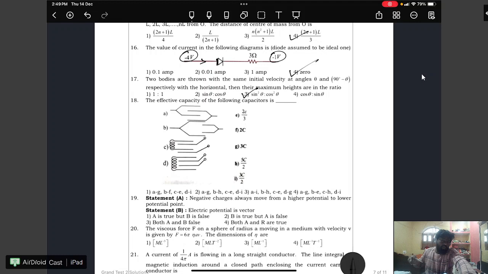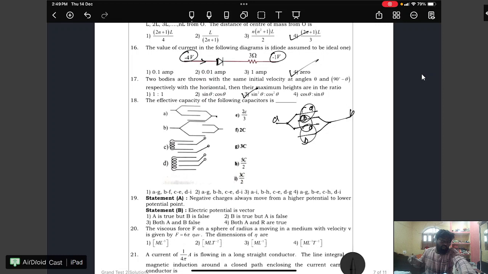Now, these are multiple circuits in question 18. In the first case, when this connection is there, here is the A terminal, here the B terminal, A potential here also, B potential here also. Between A and B there is the first capacitor, second capacitor, third capacitor. All three are between A and B. Three capacitors are parallel, so 3C.